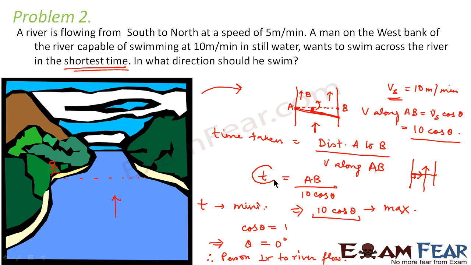He wants to cover it in the shortest possible time. So, for T to be minimum, 10 cos theta should be maximum. That is, cos theta should be 1 and theta should be 0 degree. This theta 0 means this angle is 0 degree. That means he should travel in this direction, which means the direction of the man is perpendicular to the direction of the flow of the river. So I hope the concept of relative velocity is now quite clear with the examples.